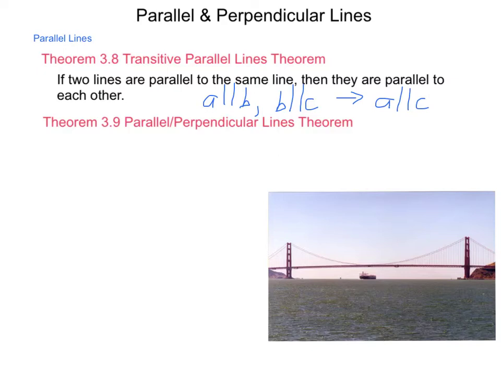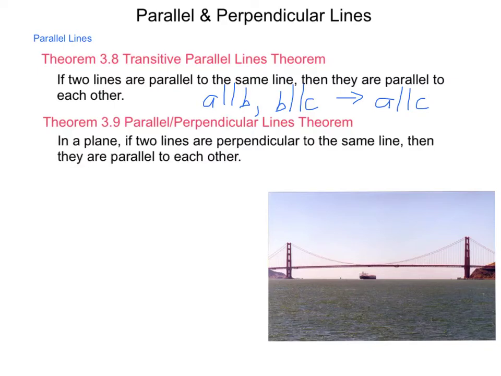We'll take a look at what this means in the included picture. But first, let's take a look at Theorem 3.9. Parallel perpendicular lines theorem is what I call it. And it states, in a plane, if two lines are perpendicular to the same line, then they're parallel to each other. So now, what do these look like in the diagram that is provided here?